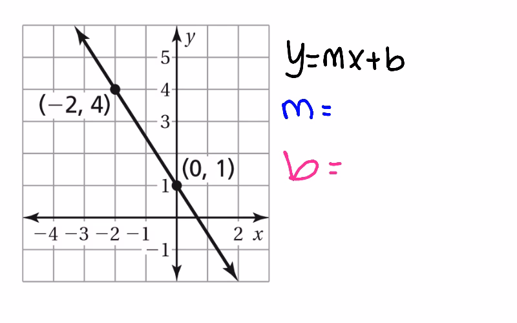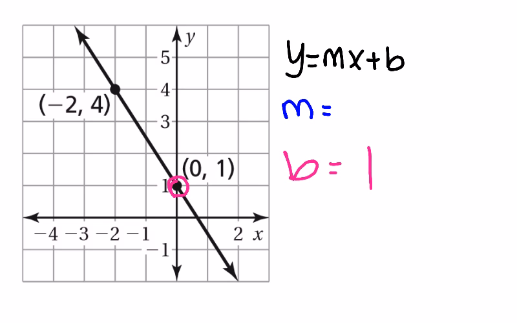Right now, I believe the b is located at this point right here. That ordered pair there is (0, 1), and since the line crosses the y-axis at 1, our b is 1. Then we need to find the slope.